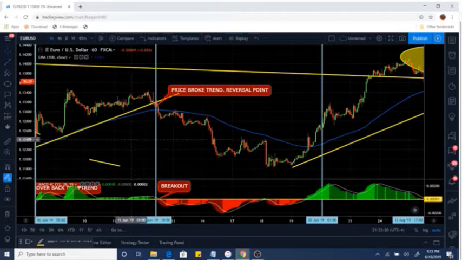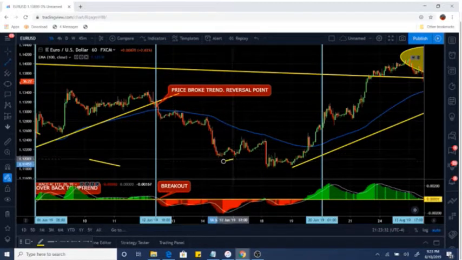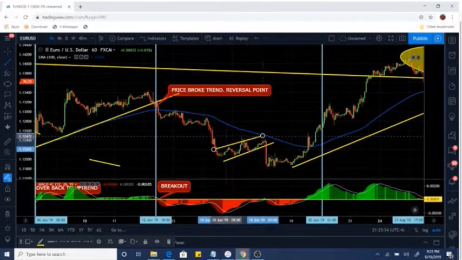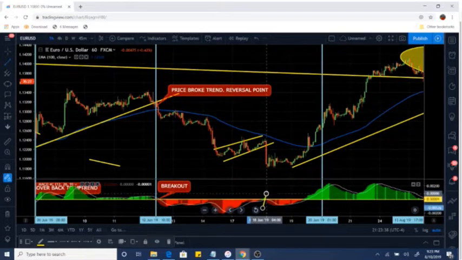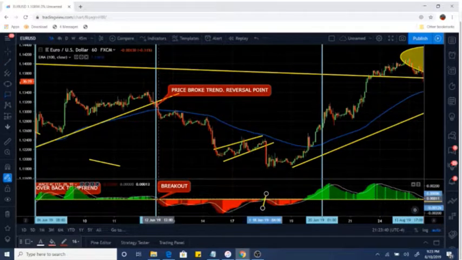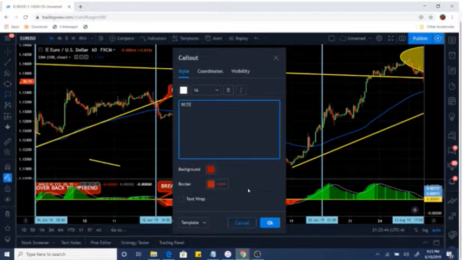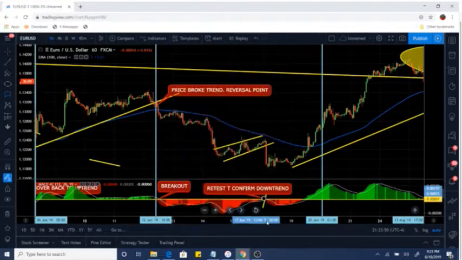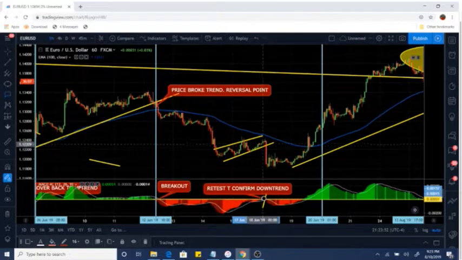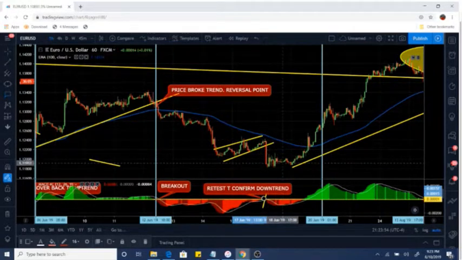This retest right here, this point right here. See this flag? You see how it all lines up? This retest right here, this is the truth. So that's your breakout, this is your retest, to confirm downtrend. Right? That's your retest. And as you can see, boom, you move to the downside.